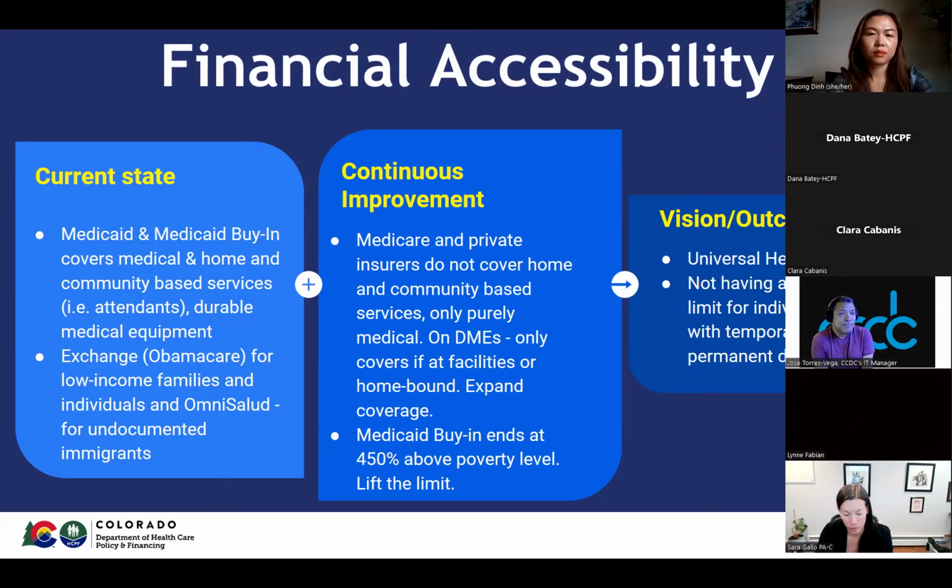So our vision, of course, is universal healthcare. Who doesn't want that? I mean, there are people who might not, but we do. Not having a poverty level limit for individuals living with temporary or permanent disabilities, so that we are never forced into the position of having to spend down anything we have or quit our jobs because the pay is too high-end.